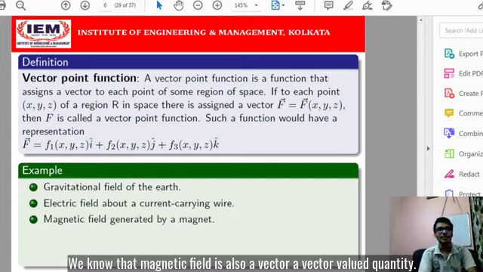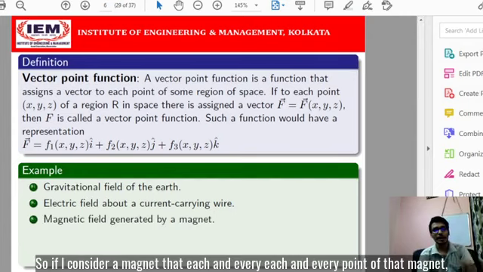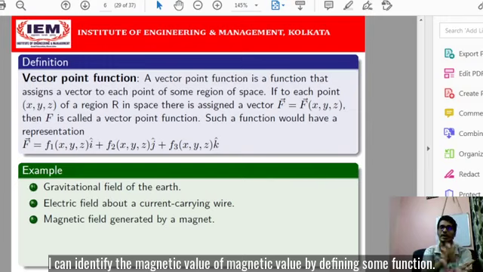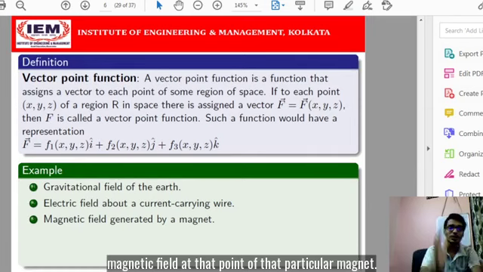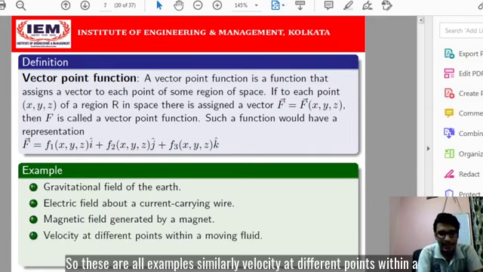Similarly, we know that the magnetic field is also a vector valued quantity. If I consider a magnet, at each and every point of that magnet, I can identify the magnetic value by defining some function. If I put the coordinates of that point in that function, then I can identify the magnetic field at that point of that particular magnet. So these are all examples.